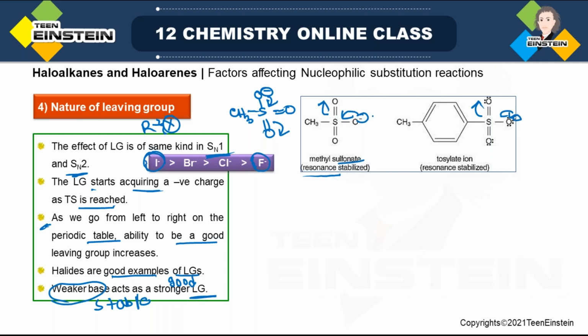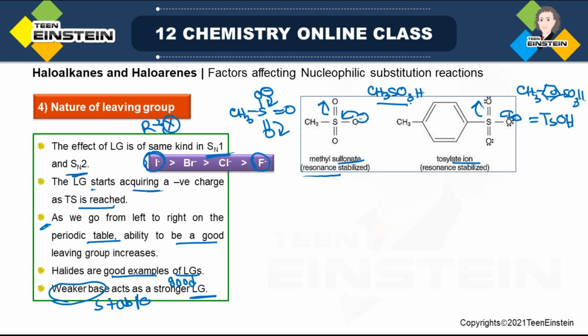Fine. And if you consider the corresponding acid, it means CH3SO3H, and for the other one it is CH3, benzene ring, SO3H. So this molecule is also known as tosic acid. In short, it is written as TsOH. So TsOH is very highly acidic. So that is why its conjugate base, which is this tosylate ion, is very stable.